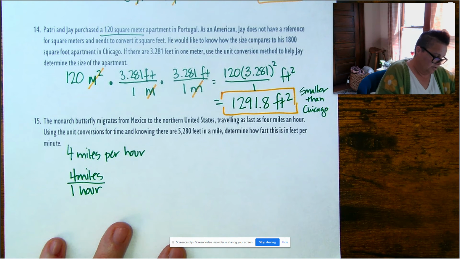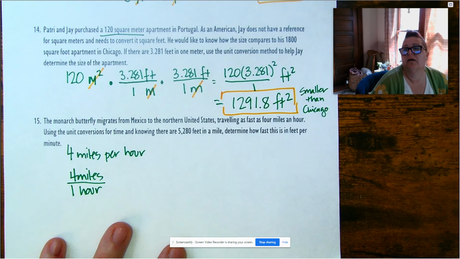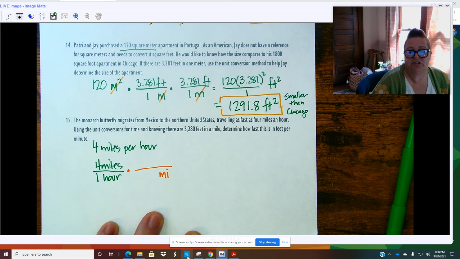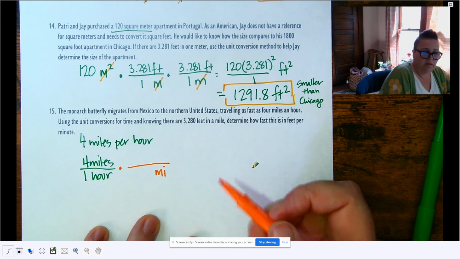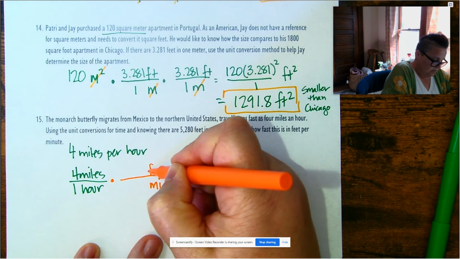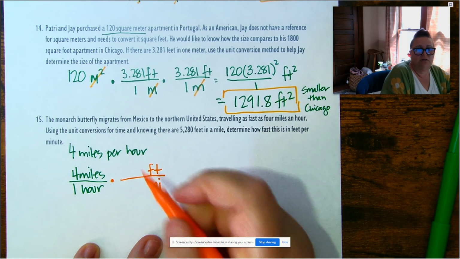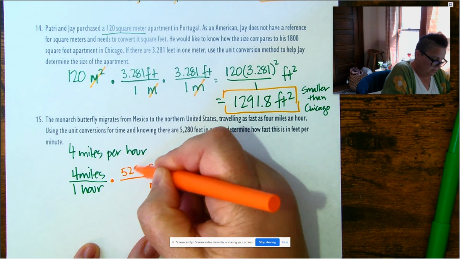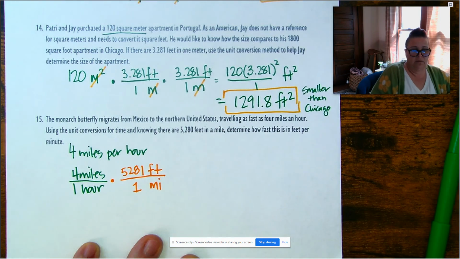So there's actually two conversions going on here. I have to convert the miles to feet. Now, miles to feet, the miles would cancel, so they would need to go into the denominator. Okay, so miles and feet. All right, so 5,280 feet in 1 mile. That will cancel out our miles.